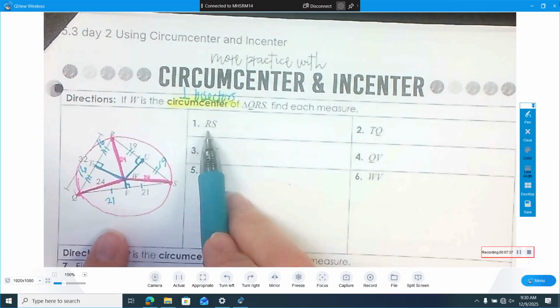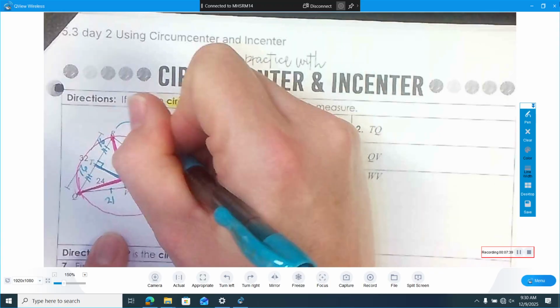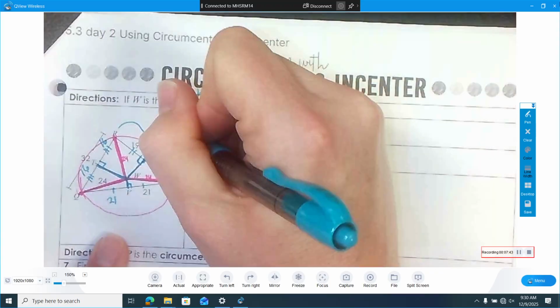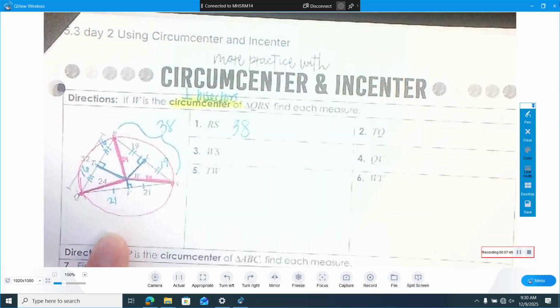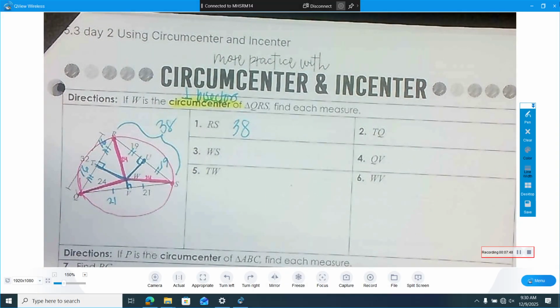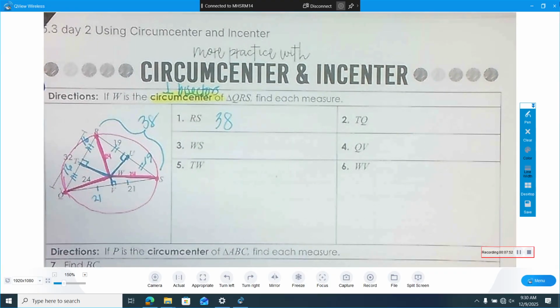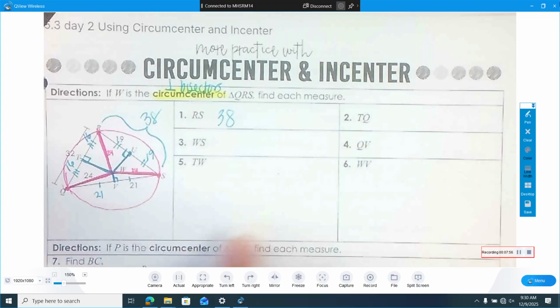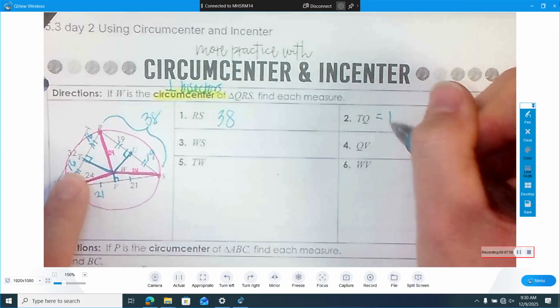Okay, let's look here. It's asking, what is RS? RS is this whole side. What is that whole side? 38. And again, we took the time to mark our pictures, took our time to think through these things. It's going to make filling this out a little bit easier. TQ is 16. We've already answered that.